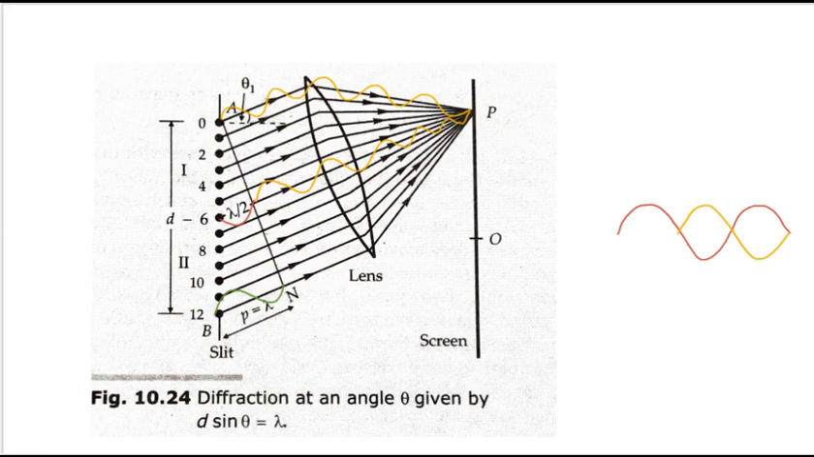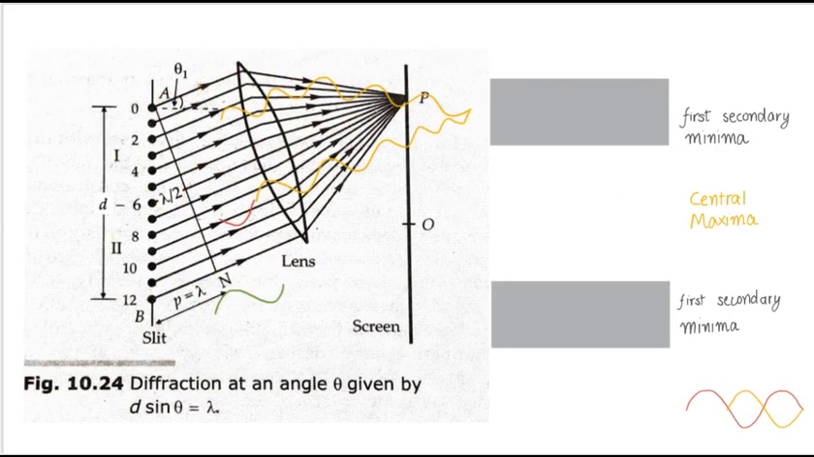Fine. So this point P will represent your first secondary minima. The same condition will be followed here also. If the light is moved in the other direction, if the light is traveling like this, in that case also, if the path difference is lambda, you will get a first secondary minima. So up till now we have discussed your central maxima and your secondary minima. This is your secondary minima.